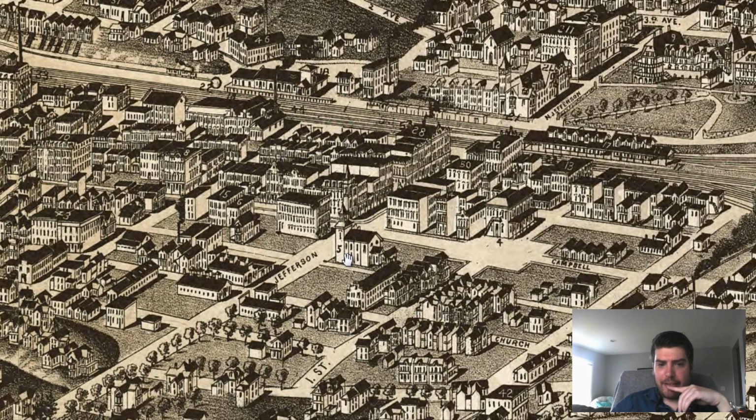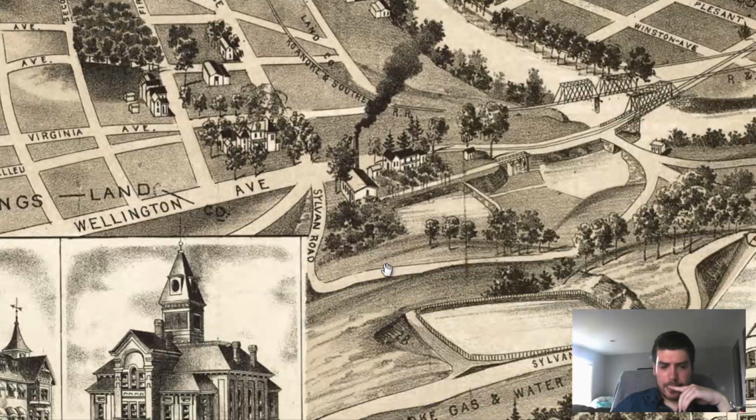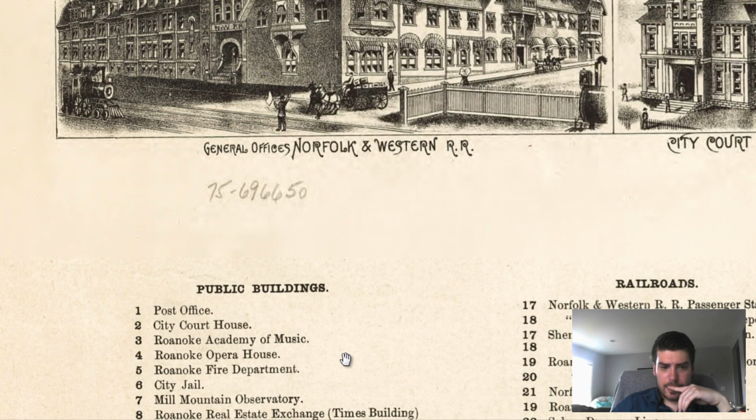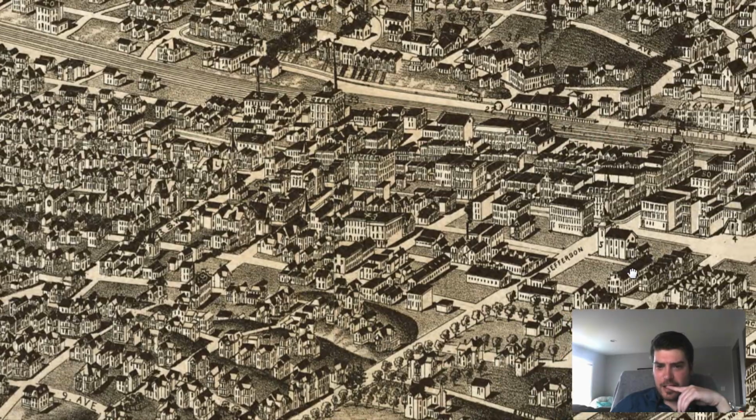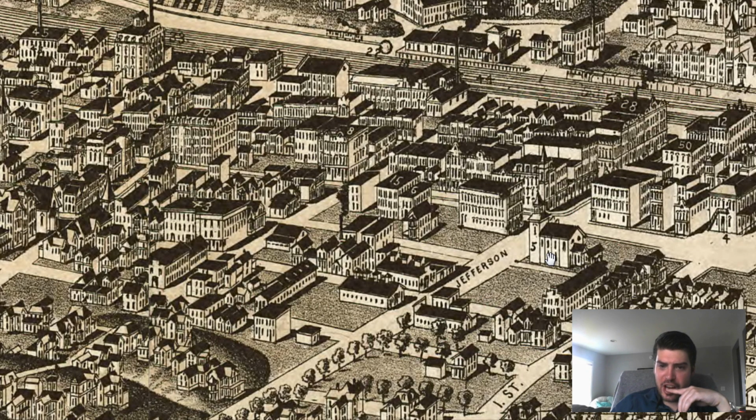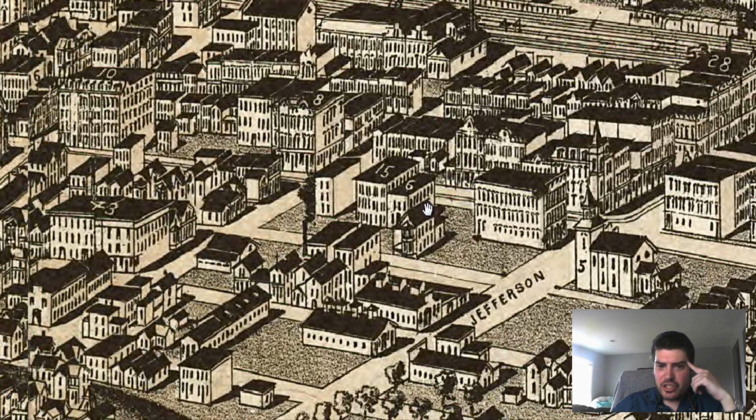That looks like a 5 right here. Let's see what that is. That is the Roanoke Fire Department. The Roanoke Fire Department on Jefferson Street. Very close to an opera house. Now 6, I already looked at this earlier. I know this just from remembering it. That's the city jail right there.